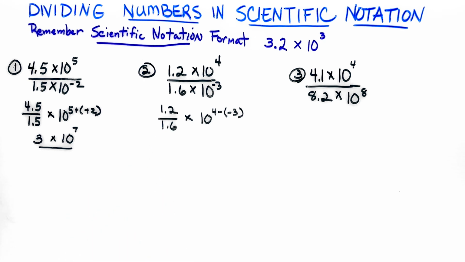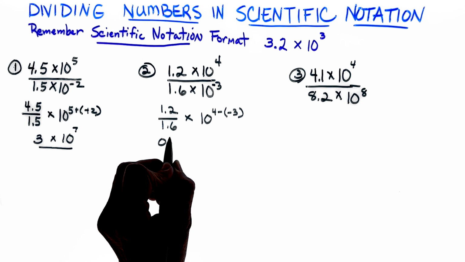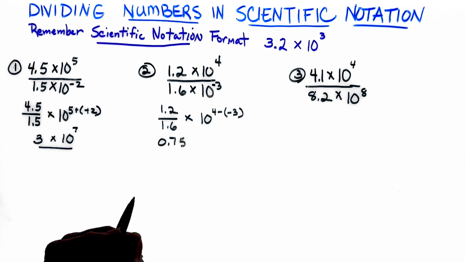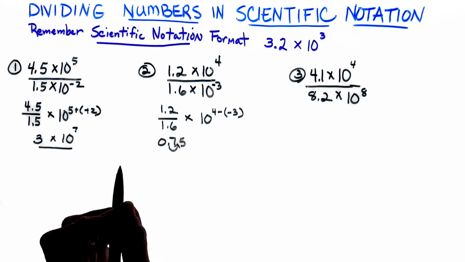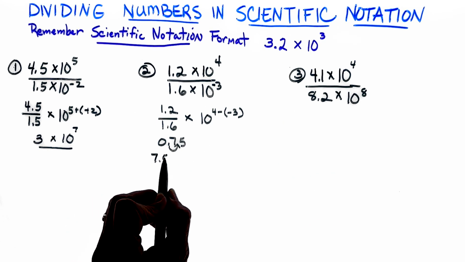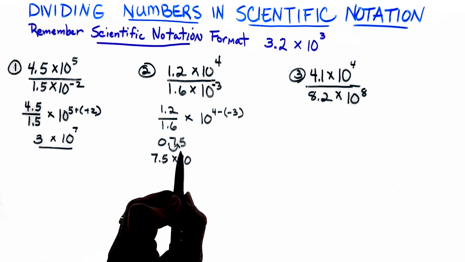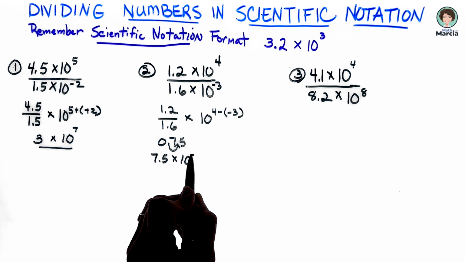So now when I do my division of 1 and 2/10 divided by 1 and 6/10, we actually get a number that is less than 1 whole. And so we are going to need to rewrite this so it is meeting our format. So it would be 7.5 times 10. And since, remember, we started with a number less than 1 whole, we're moving it to the right. This is actually a negative 1.